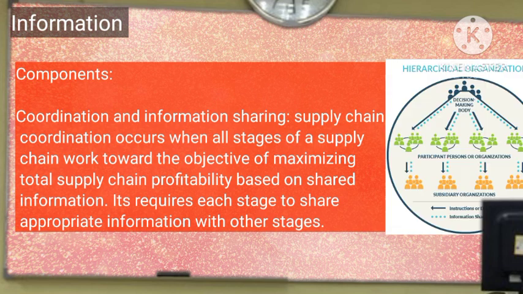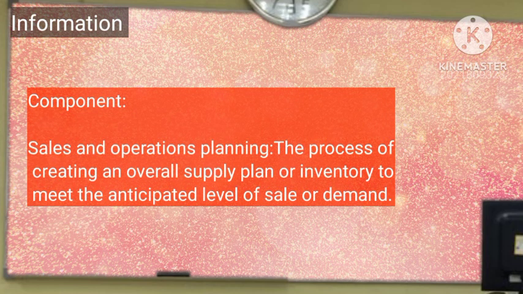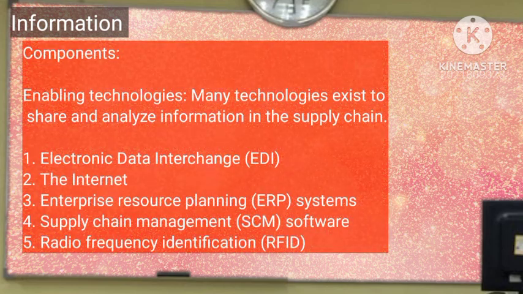Coordination and information sharing. Supply chain coordination occurs when all stages of a supply chain work toward the objective of maximizing total supply chain profitability based on shared information. It requires each stage to share appropriate information with other stages. Sales and operations planning is the process of creating an overall supply plan or inventory to meet the anticipated level of sale or demand.